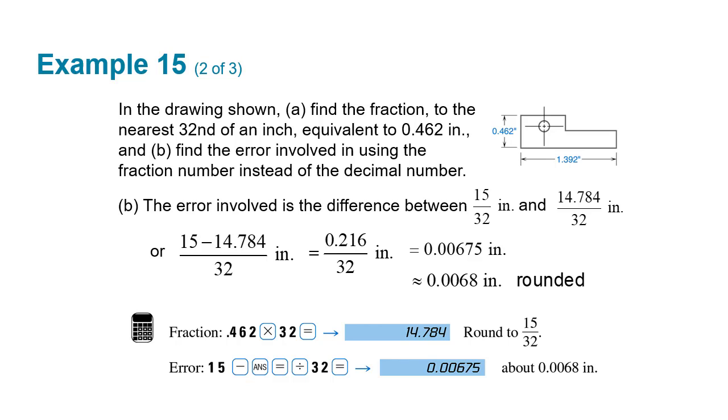We're off by about 0.0068, or 68 ten-thousandths. This is tens, hundreds, thousands, ten-thousands: 68 ten-thousandths. Pretty small, so pretty accurate.